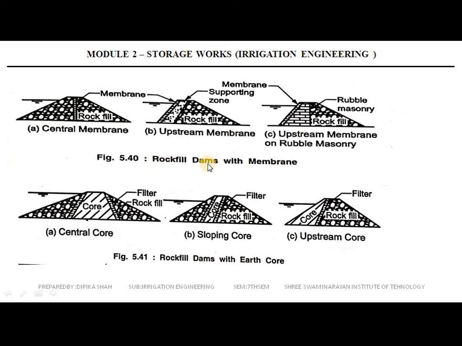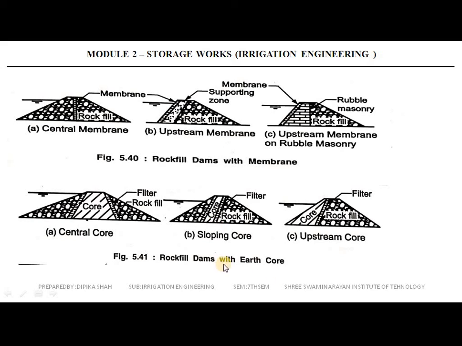So the first figure shows a rock fill dam with the membrane, right? It shows the central membrane, upstream membrane, and upstream membrane on rubble masonry. So you can see in the center of the rock fill dam there is a membrane provided. In the upstream membrane, on the upstream side of the dam, in the supporting zone, this membrane is provided, and in the upstream membrane on rubble masonry, there is rubble masonry on the upstream side, and on the rubble masonry the membrane is provided.